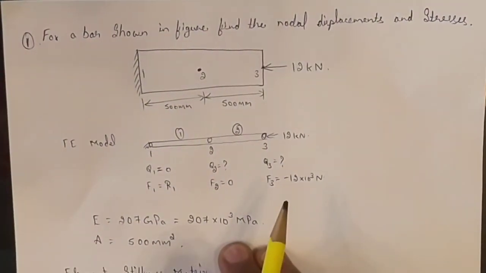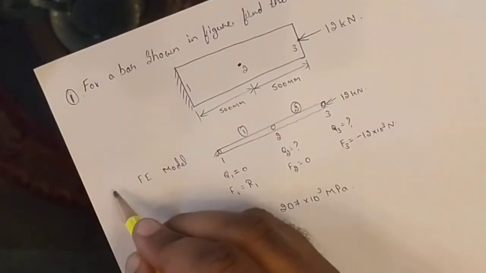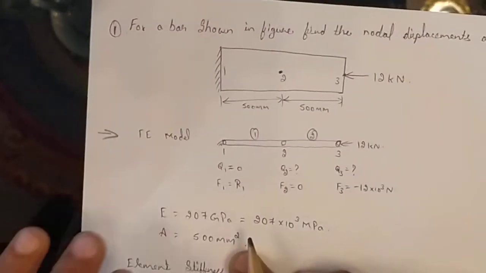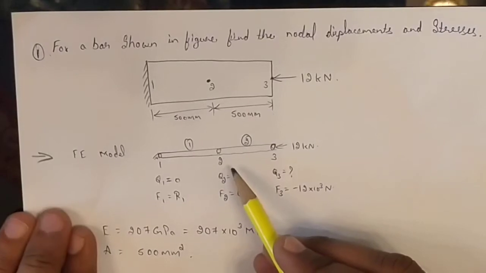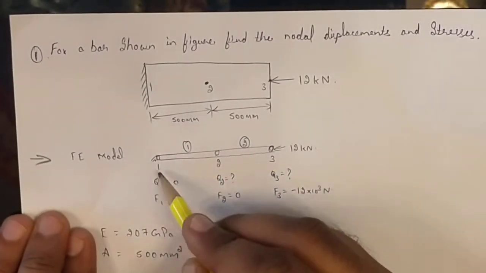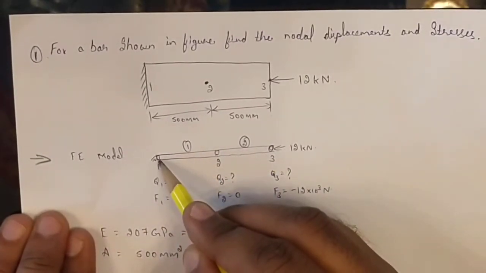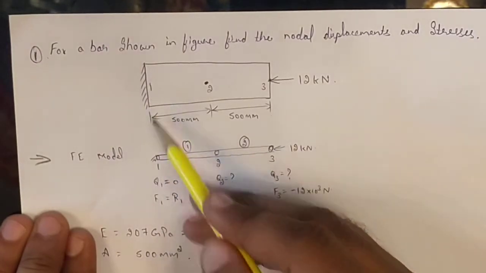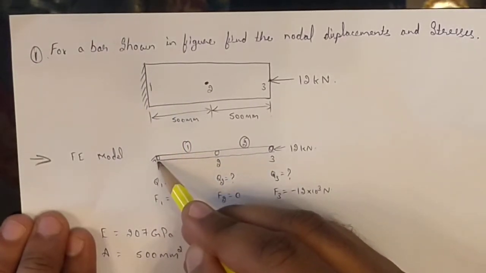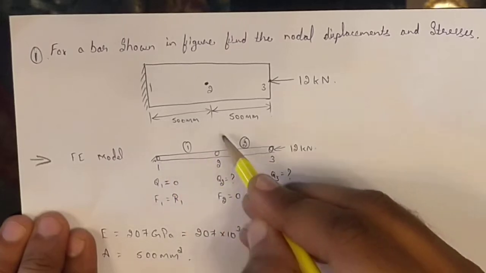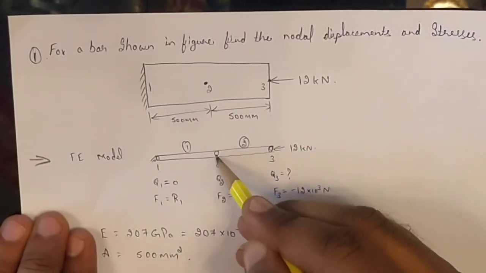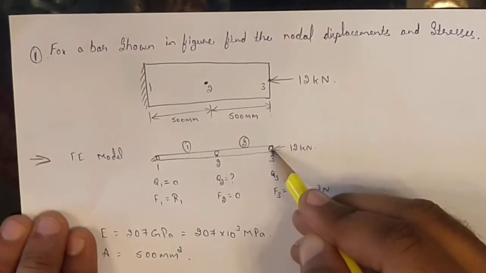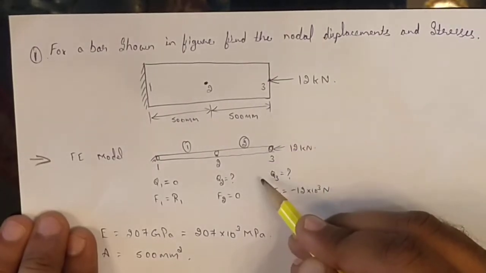Once the question is given like this, the immediate step we have to start with is the finite element model. First we have to start writing the line diagram or the finite element model. Just write the nodes, the location of the nodes. Wherever there is a fixed end, there we need a node. So just write a node, and at the midspan I have created one more node, and wherever there is a load I have created one more node.